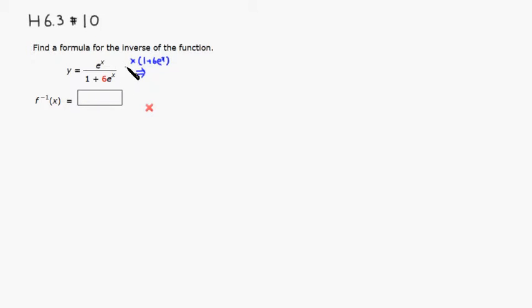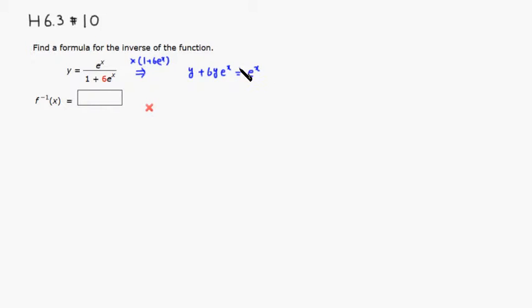So this is going to be, let's see, y times 1 would be y, and y times 6 e to the x would be 6y e to the x. So this is going to be equal to just e to the x.